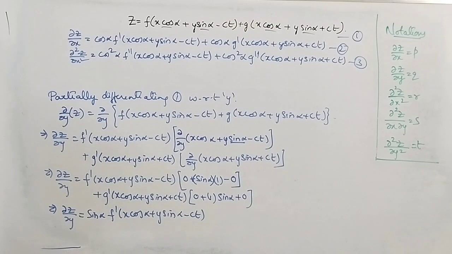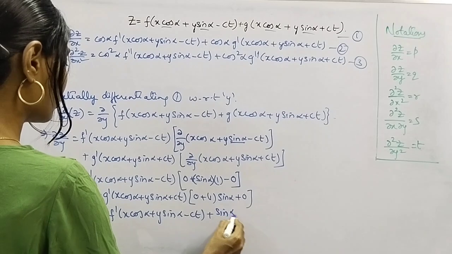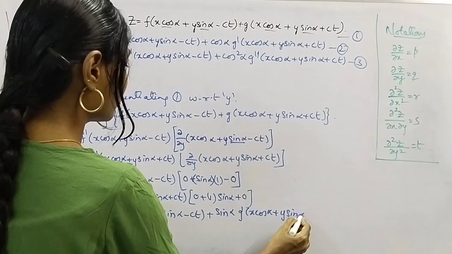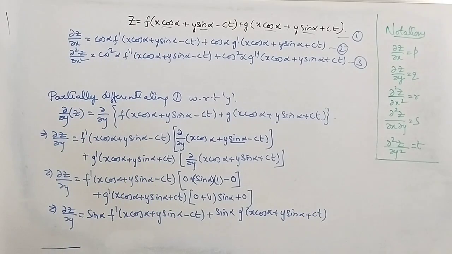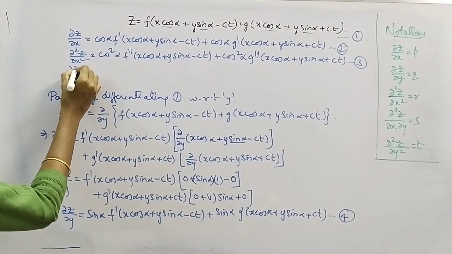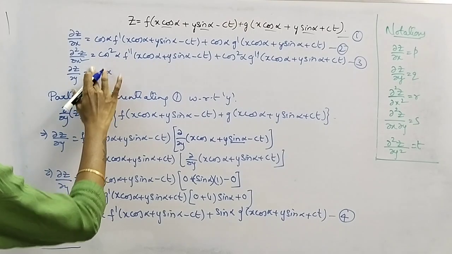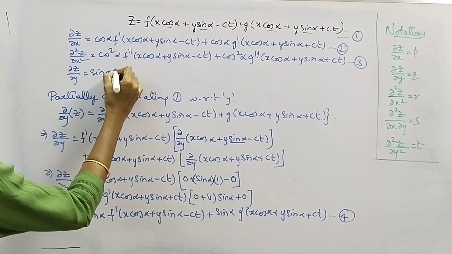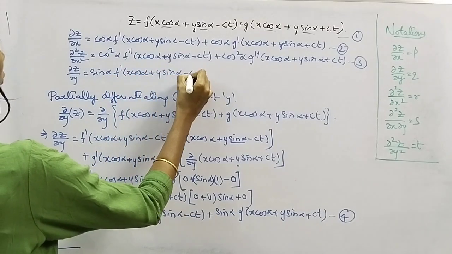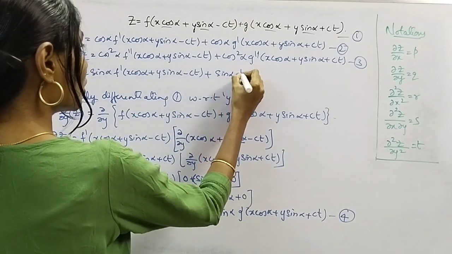One into sin alpha is sin alpha plus 0 is sin alpha, into g dash gives sin alpha g dash. Consider it as equation number 4. So you got equation number 4: dou z by dou y equal to sin alpha into f dash plus sin alpha into g dash.